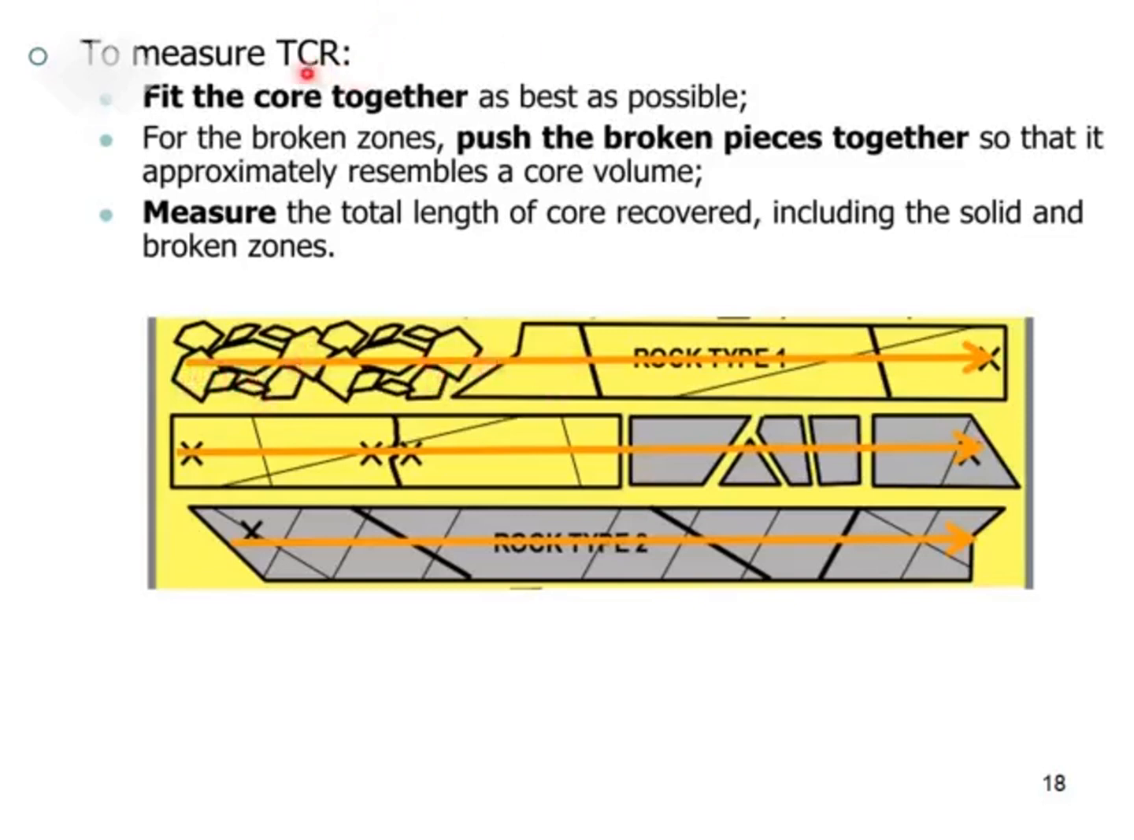So for measurement of total core recovery, you need to push the broken pieces together so that you can develop a full core volume or a full set of core. Then you measure the length of this full set of pieces. This one you call the total length of core recovery.